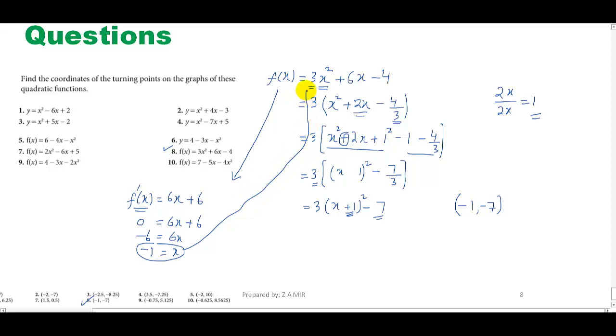Now plug in this x in the function. So the second coordinate of turning point will be f of x, which can be written as y. So 3x squared, that is minus 1 squared, plus 6 into minus 1 minus 4. So this is 3, and minus 1 squared is 1, so it will remain 3. It is minus 6 and minus 4, minus 10, and plus 3 is minus 7. So the turning point is minus 1 comma minus 7. We receive the same turning point from the differentiation as we found from the completing the square.